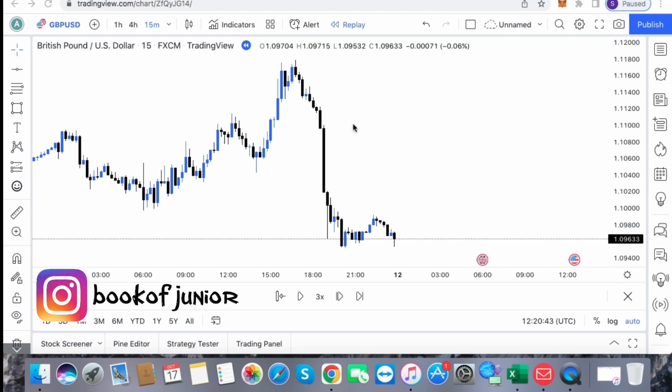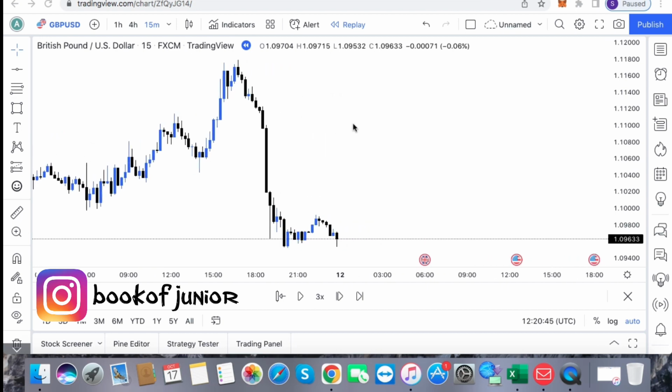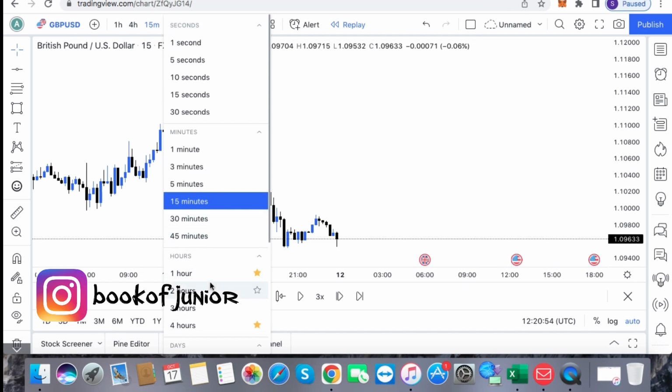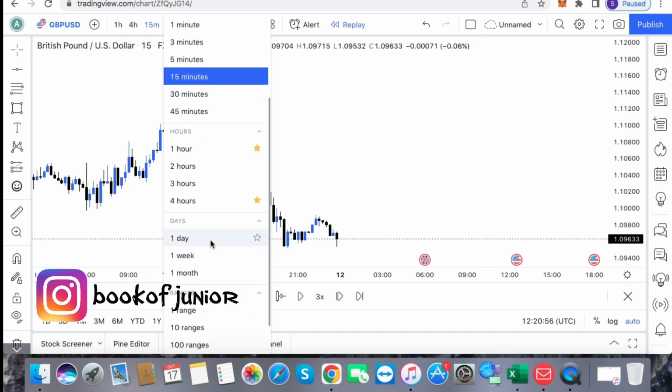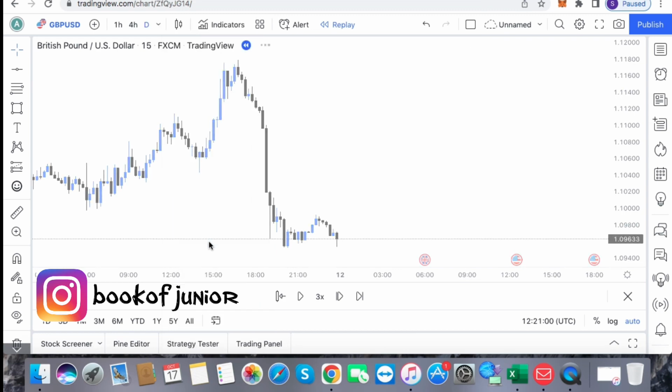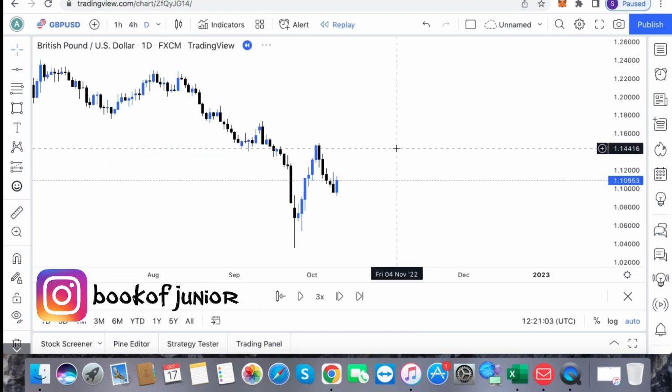So step 1, we're going to be looking for a reversal. The reversal I'm talking about, you have to come to the daily time frame. So guys, you always find your trades from the daily time frame, then you can zoom into the smaller time frame to refine the trade.